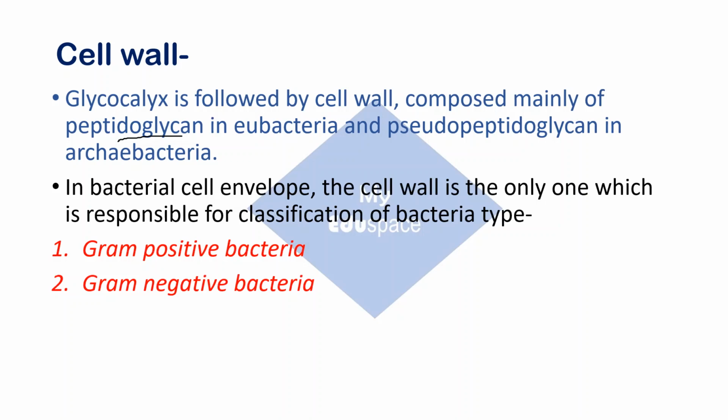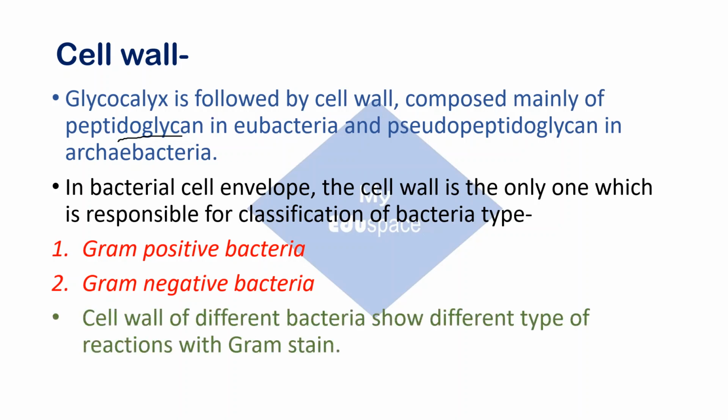Now, as we know, bacteria are classified into gram-positive and gram-negative. This solely depends on the composition of the cell wall and does not depend upon the glycocalyx or cell membrane. The cell walls of different bacteria show different types of reactions with gram stain.